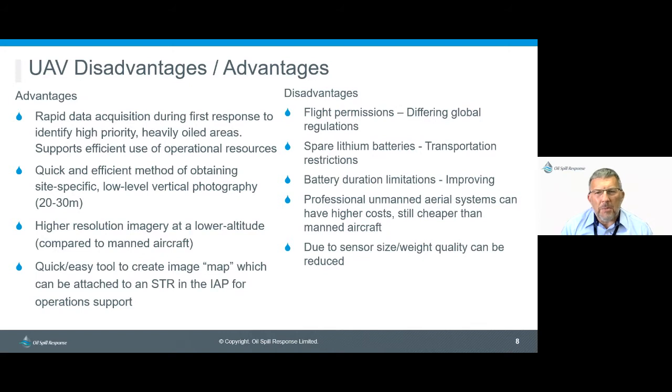Professional unmanned aerial systems can have higher costs, but when you compare it to manned aircraft, it's still a lot cheaper. Due to sensor size, as I've mentioned, quality can be reduced a little bit compared to a manned aircraft, but you have to offset the advantages and disadvantages of both strategies.